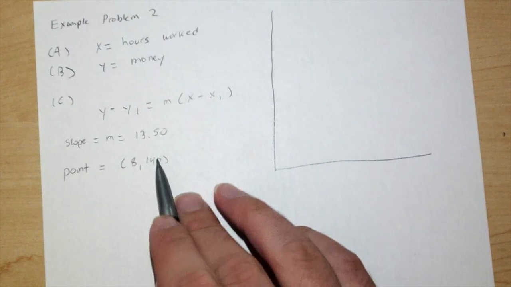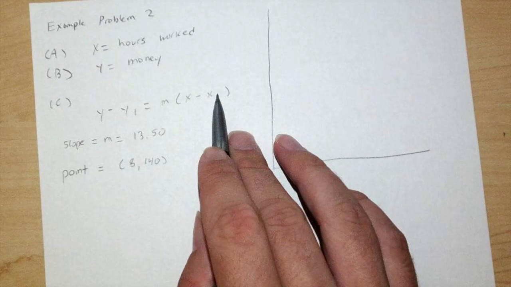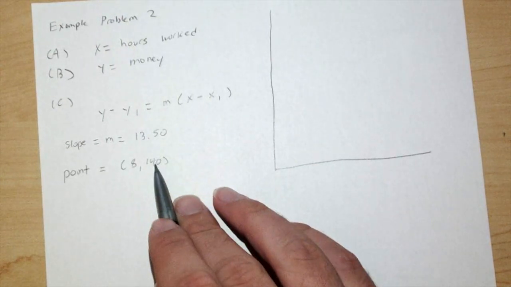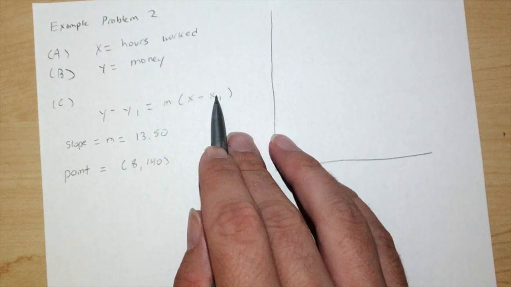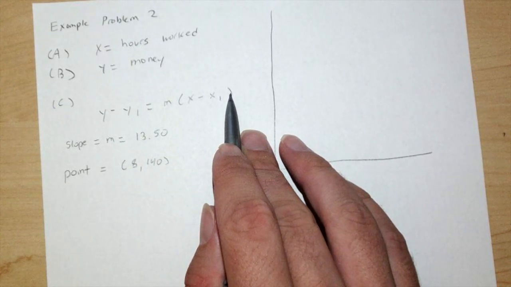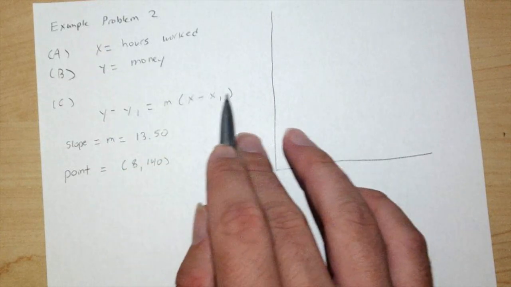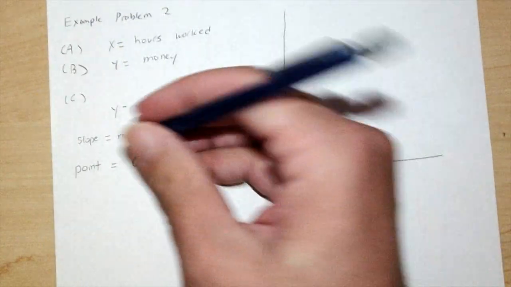So all I have to do is plug in x1 as 8 and y1 is 140. So that's the point, and there's only one of each of these. You keep the x and the y, but you get rid of the x1 and the y1.